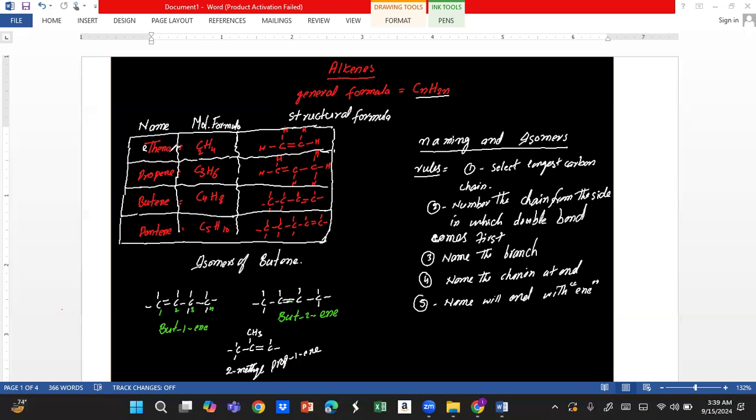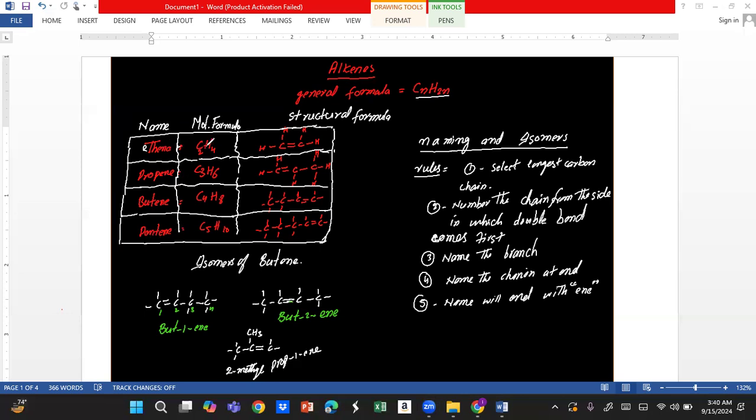So alkenes must have a double covalent bond because these are unsaturated. We have studied in the introductory topic what saturated and unsaturated hydrocarbons are. The second member is propene, the third is butene, the fourth one is pentene.